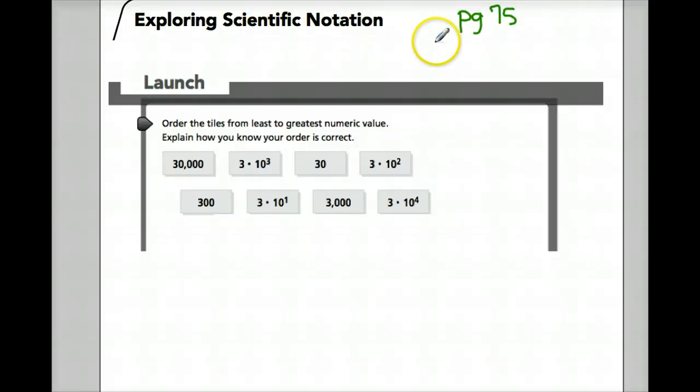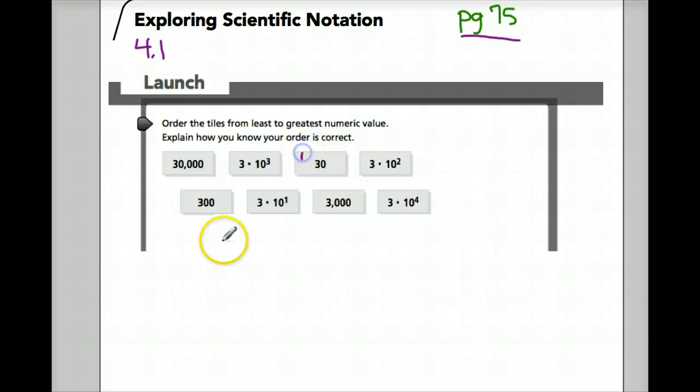So we are starting on page 75 today in your student edition, and we're starting 4.1, exploring scientific notation. Order the tiles from least to greatest numerical value. Explain how you know your order is correct. So they have all these tiles with all these different numerical values on them. And if we just take a quick look at them, we can see some of them equal other ones.